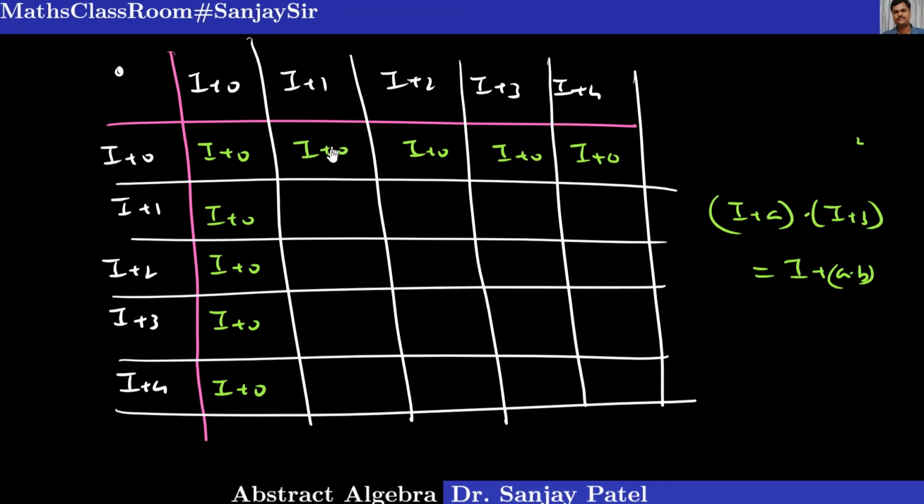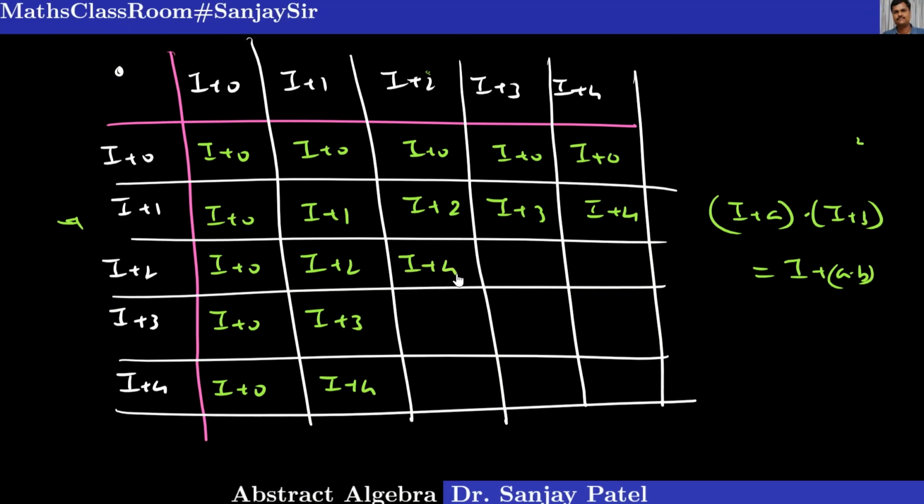I plus 1 into I plus 1 is I plus 1. I plus 2 into I plus 1 is 2 into 1 is 2. And 3 into 1 is 3. 4 into 1 is 4. Same way here, I plus 1 into I plus 2, that is I plus 2. I plus 1, this is fixed. So I plus 3 and I plus 4. So these are all simple things. Now 2 to the 4. I plus 2 into I plus 2 is I plus 4.